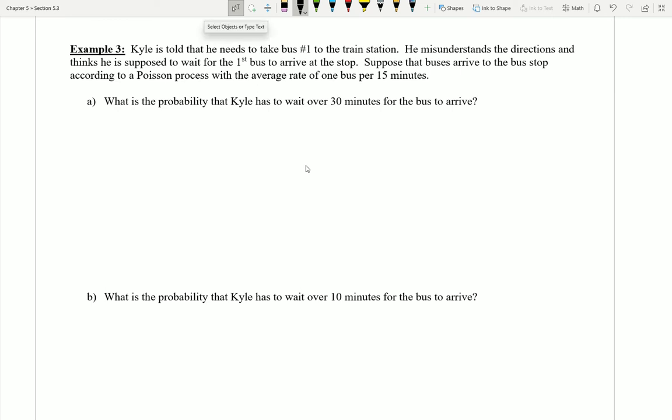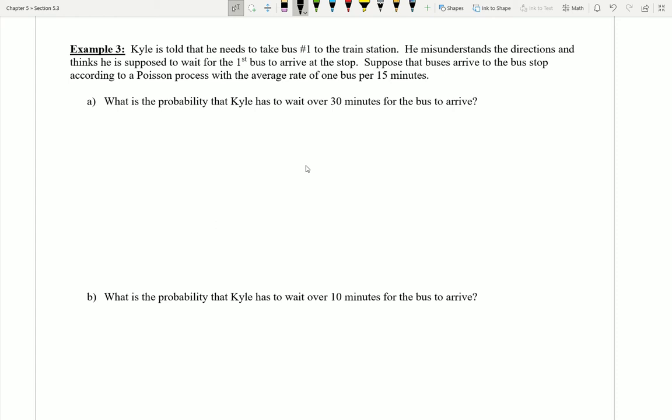Let's take a look now at example 3 and continue to try to play with this idea of different units of time. Let's suppose the following scenario is the case. Let's say that I'm told that I need to take the number 1 bus to the train station. Now, of course, me being me, I misunderstand these directions and I think that I'm supposed to wait for the first bus to arrive. So I'm not looking for bus number 1, but I think, oh, it's the first bus.